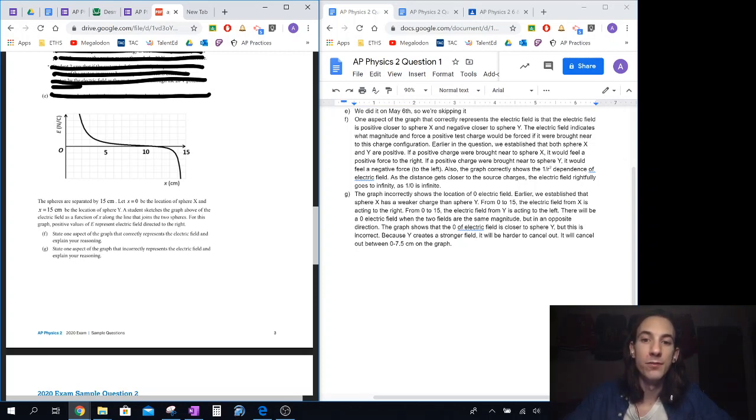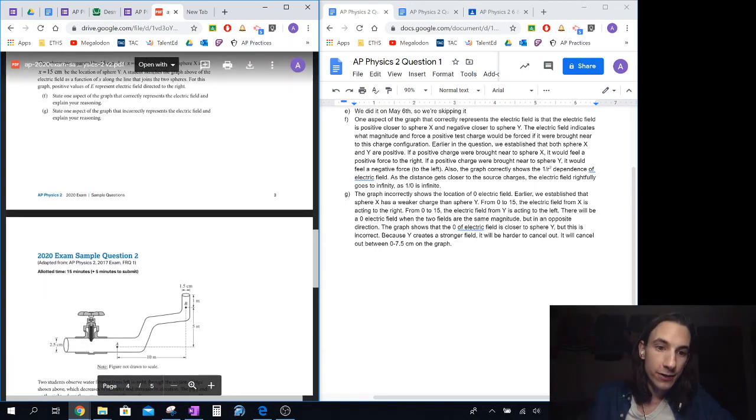It will cancel out more so between 0 and 7.5 centimeters on the graph, so more to the left half of the graph. So it probably won't be 0 closer here because, again, we have this r squared falloff, so it'll be even stronger, and we have a stronger charge. So Q is bigger, R is lower, which means we have a stronger field closer to Y because it has a bigger charge. So we'll more than likely see 0 closer to sphere X because it has a weaker charge, so it'll be easier to cancel out. So that's all there is for that question.